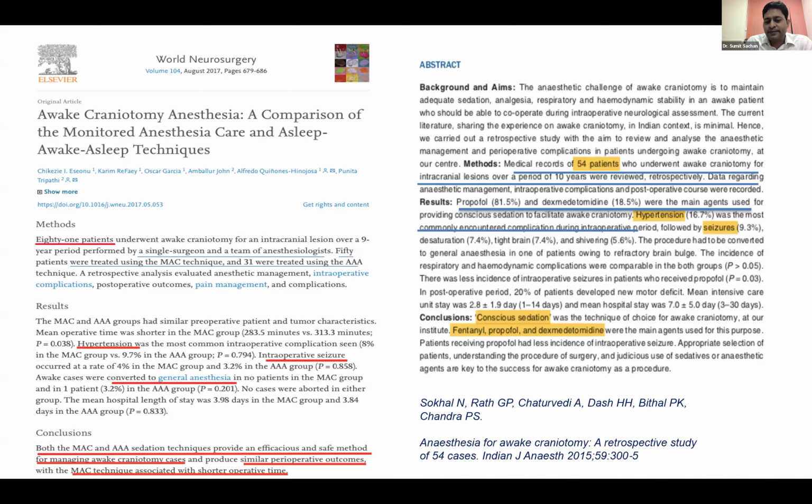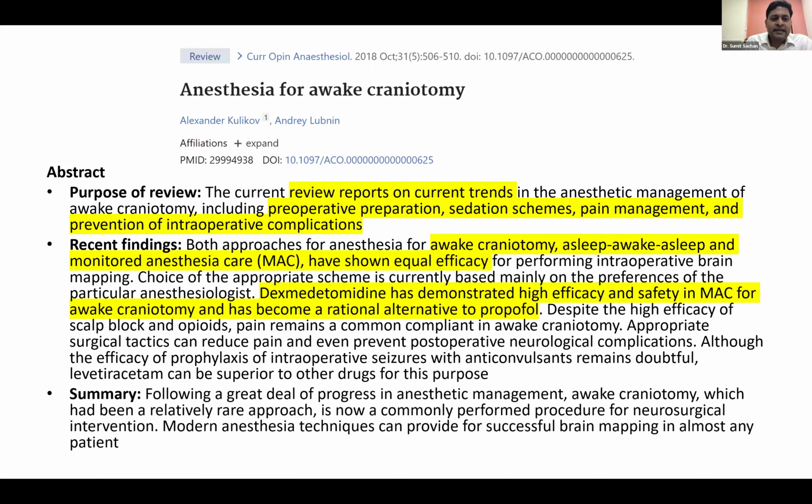This is another study by Sokal N and Raj GP, which has been published in the Indian Journal of Anaesthesia. They basically emphasized conscious sedation with fentanyl, propofol, and dexmedetomidine. This is another article by Alexander Kulikov, Anesthesia for Awake Craniotomy, where the author emphasized dexmedetomidine for conscious sedation.